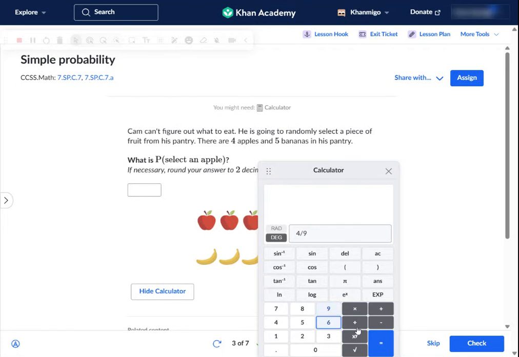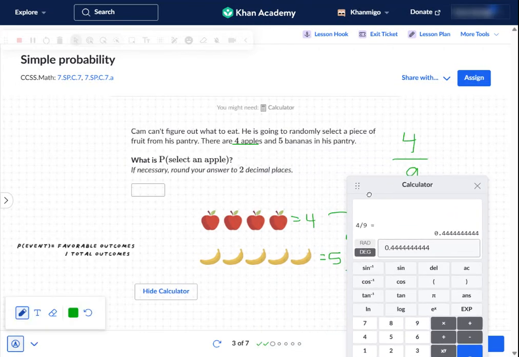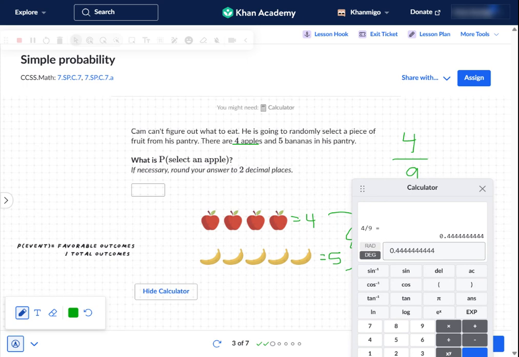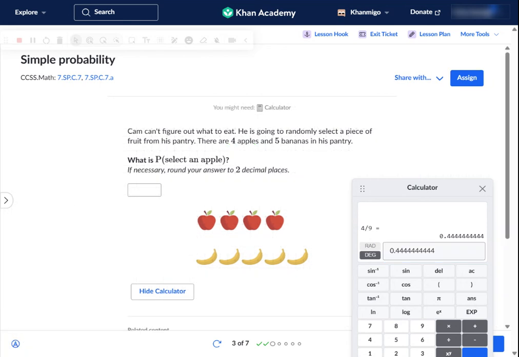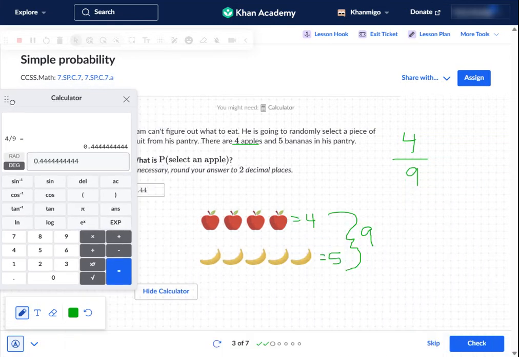And we'll plug that in a calculator. 4 divided by 9. We'll get 0.44444. But again, we're rounding to 2 decimal places. So 5 or more, up the score. 4 or less, let it rest. The next number is a 4, so we let this rest. So this is going to be our answer, 0.44, is what we'll type in. And again, we'll just go ahead and give that a check.